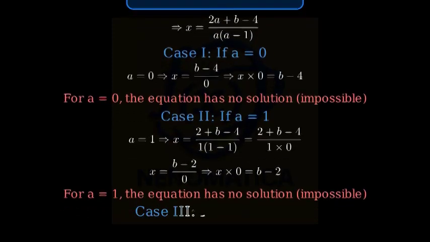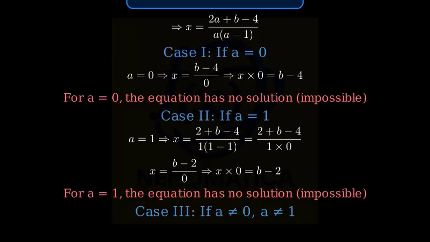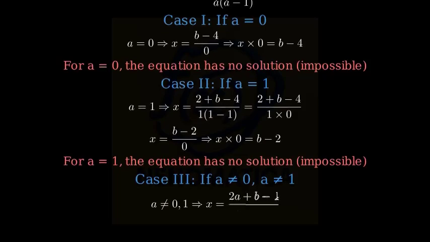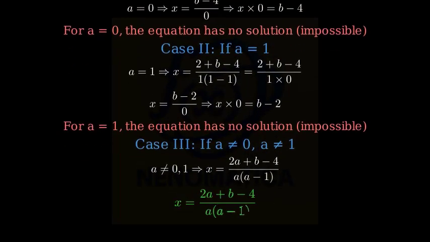Finally, for our third case, we consider all other values of a, where a is neither 0 nor 1. In this case, our equation has a valid solution given by x equals 2 plus b minus 4, all over a times a minus 1. This is our final answer for all values of a except 0 and 1.